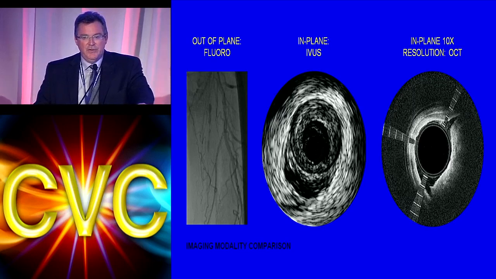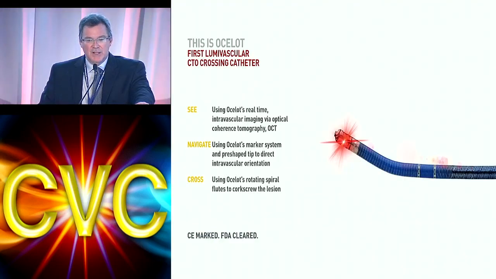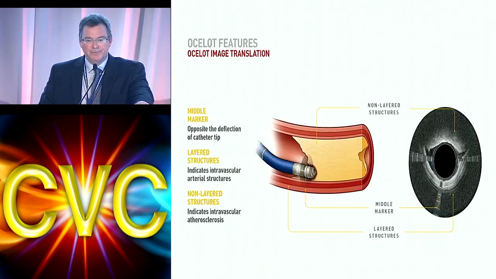And then you can see in-plane OCT, which is 10 times the resolution, where you can see medial, adventitial, and internal and external elastic membranes. So this is the Ocelot catheter. It has a rotating tip with a light for optical coherence tomography at the tip, and it rotates in a clockwise and counterclockwise fashion, so it looks almost like a radar scope when you're looking at the weather. And it's got a bent tip, so you can deflect it towards different areas of the vessel.